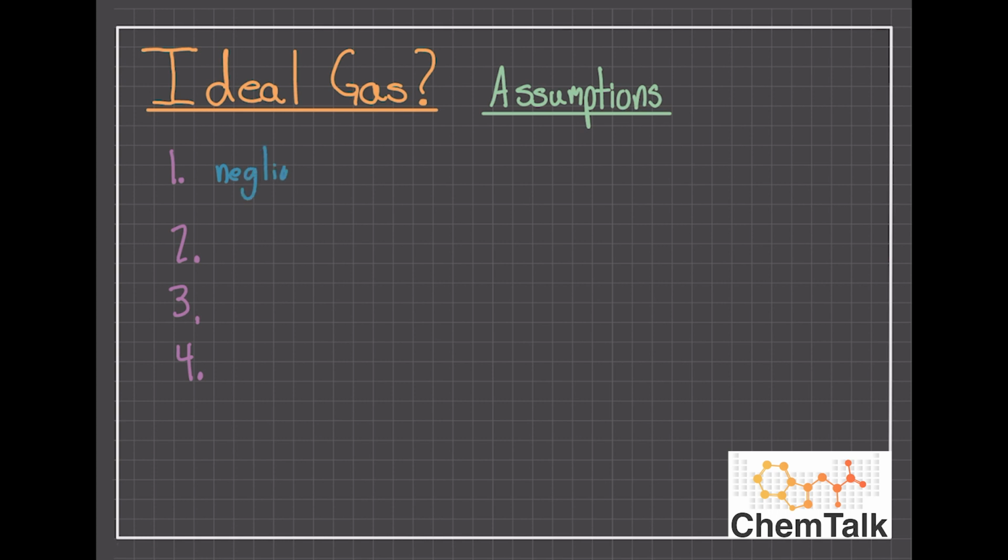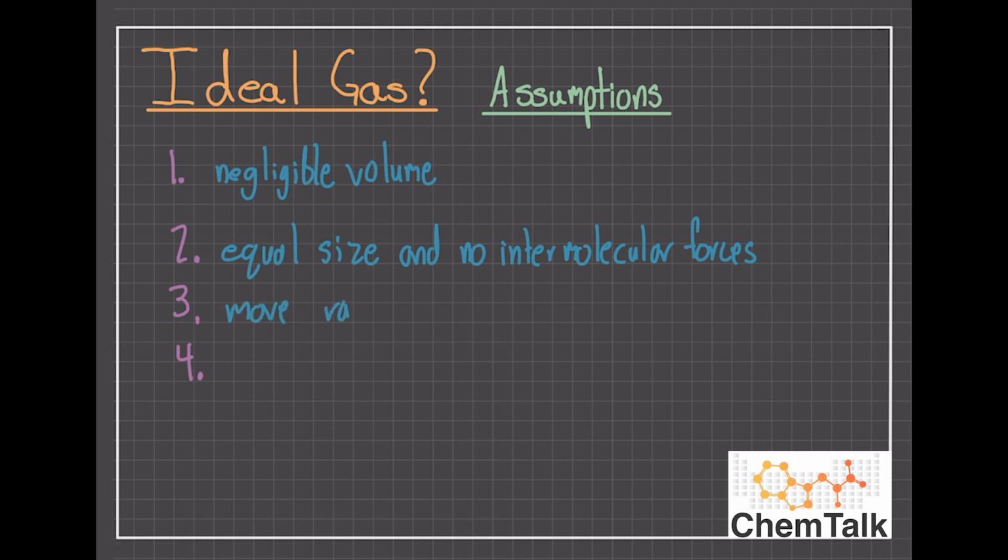These four main assumptions are as follows. Number one, the gas particles are of negligible volume. That means they don't have volume. They don't take up space in space. Number two, the gas particles are of equal size and don't have intermolecular forces with other gas particles. Number three, the gas particles move randomly in agreement with Newton's laws of motion. And lastly, number four, the gas particles have perfectly elastic collisions with no energy loss, like to heat.